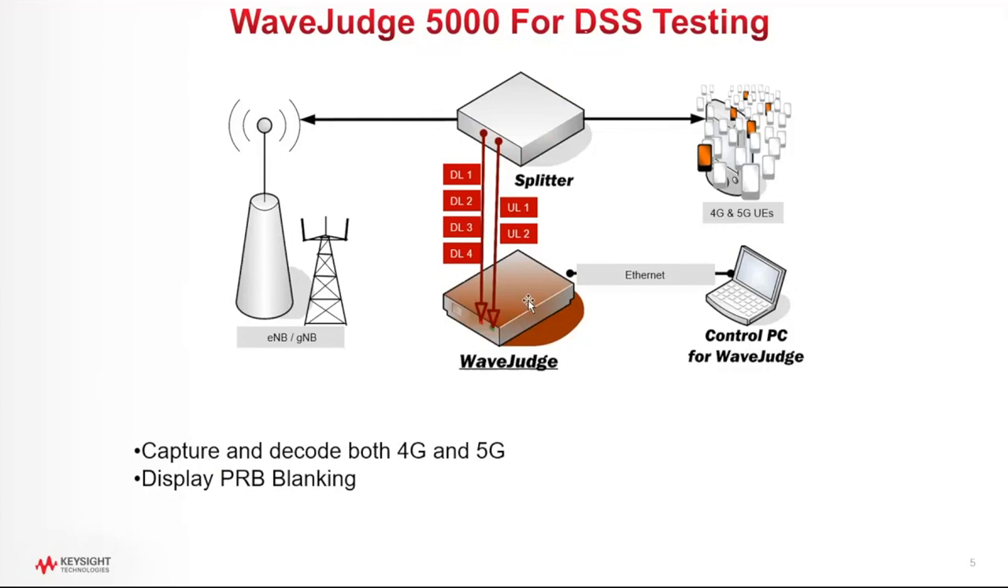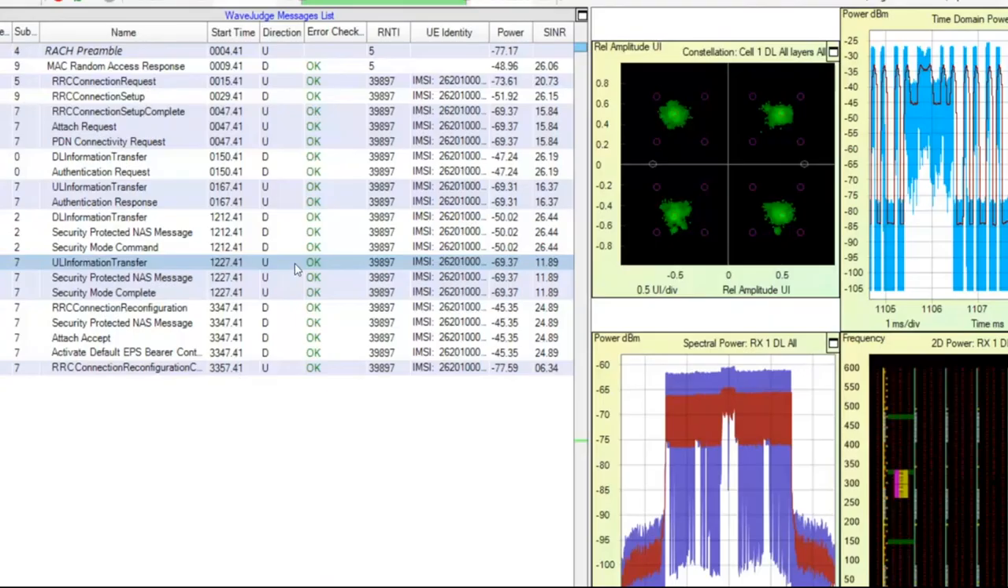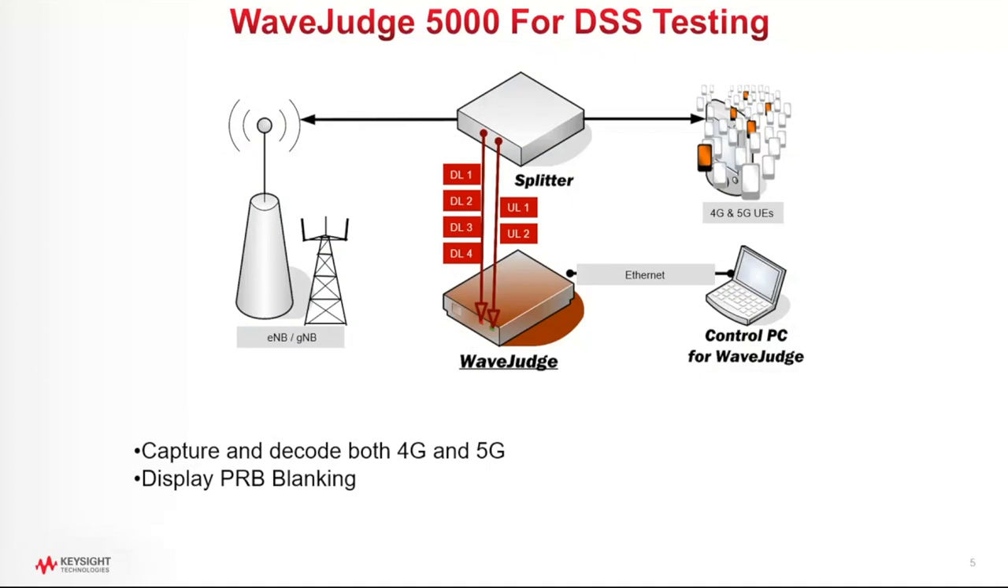applies here. It's because we support both 4G and 5G, we capture both sides of the DSS transmission. We decode everything for the 4G and the 5G side, and all of the analysis on the PHY layer, all of the analysis on the protocol layer is available for both the 4G portion of the DSS and the 5G portion of the DSS.